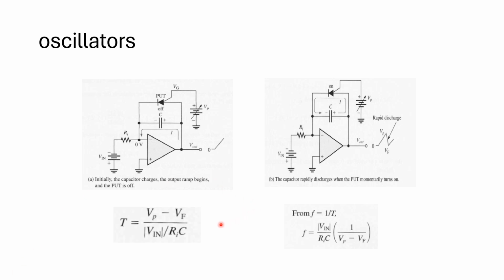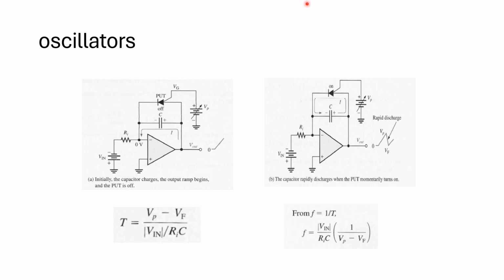So these are some examples. This is our symbol for a PUT. Initially, the capacitor charges, the output ramp begins, and the PUT is off. In this figure, the capacitor rapidly discharges when the PUT momentarily turns on. So your input voltage Vin here produces a positive going ramp at the output. During the time that the ramp is increasing, the circuit acts as a regular integrator.